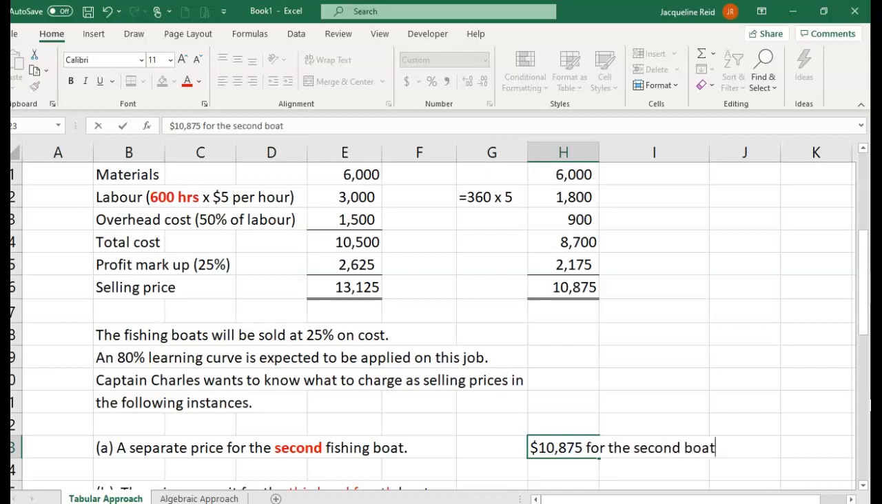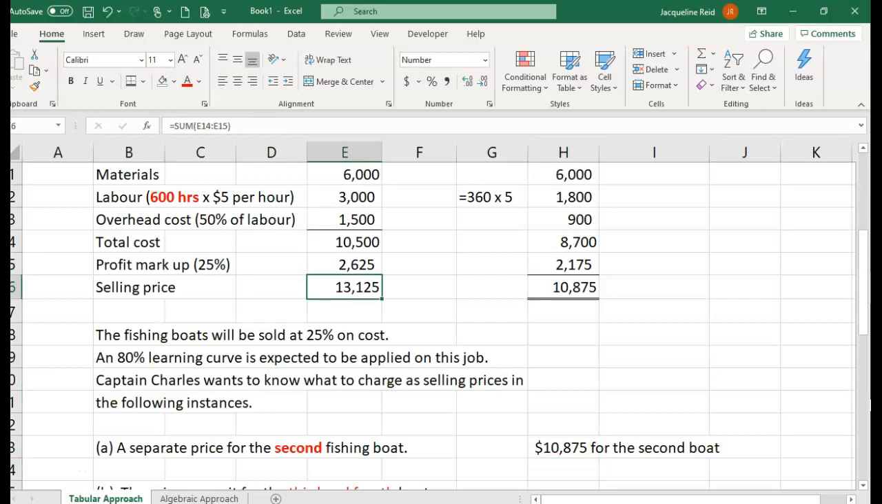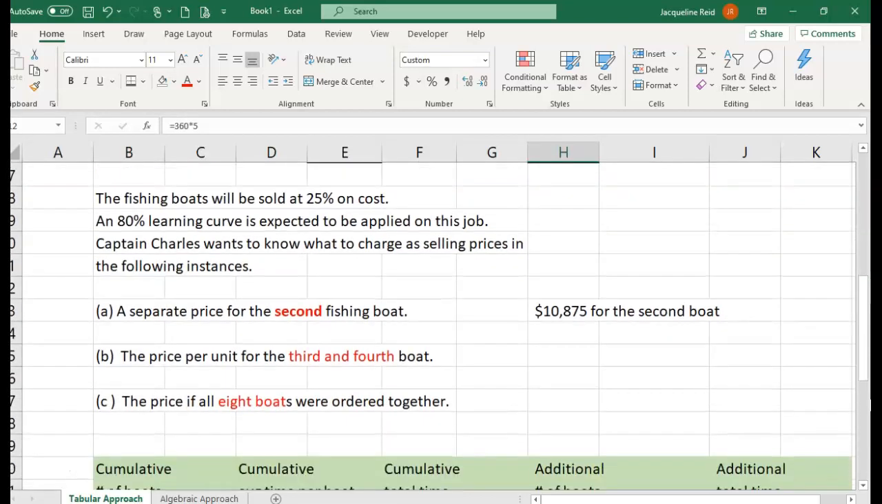So you're going to notice that applying the learning curve principle, the price for the boat has dropped. The first boat sells for $13,125, but for the second boat, the staff is becoming more efficient. They're learning how best to make use of the time, and so their labor time and hence their labor cost reduces. Let's look at part B.